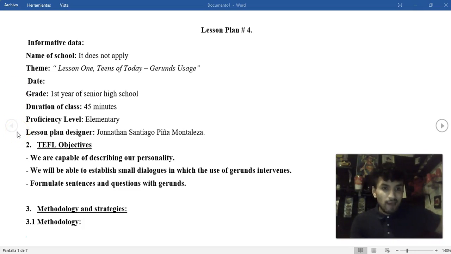The TEFL objectives that I'm deciding to use here are that we are capable of describing our personality. We will be able to establish small dialogues in which the use of gerunds intervenes, and formulate sentences and questions with gerunds.